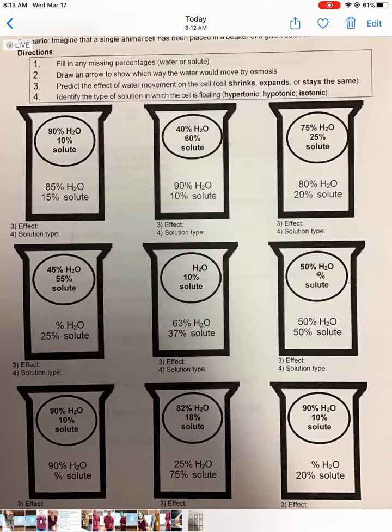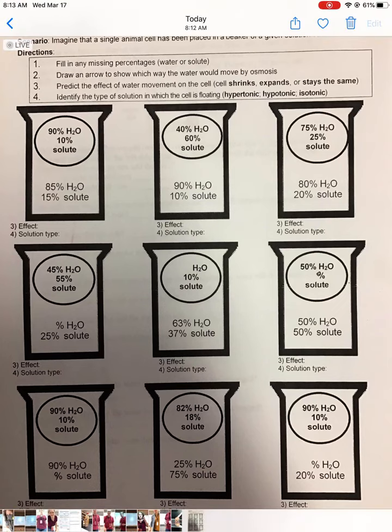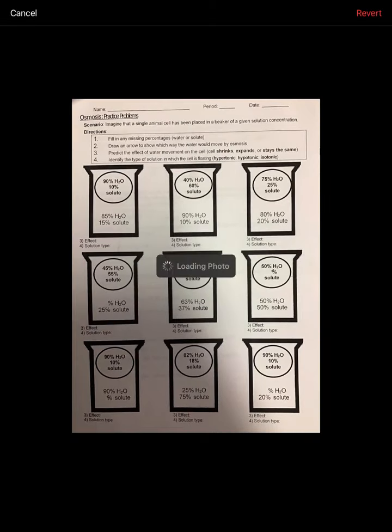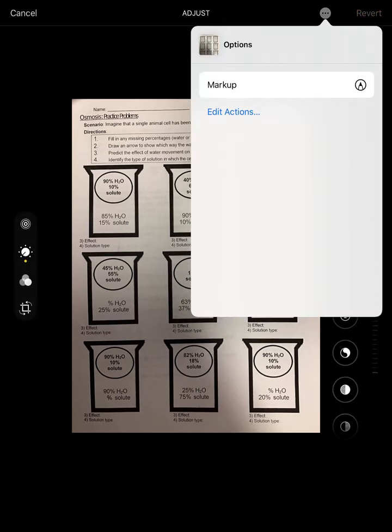Alright guys, so I'm going to go through this osmosis activity with you. I'm not going to do all of them, but I'm going to walk you through how to do it. So be patient with me because I'm doing this on an old iPad, so it's not going to be the most friendly.